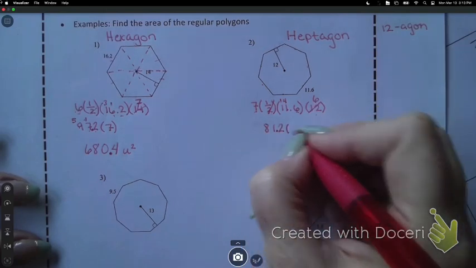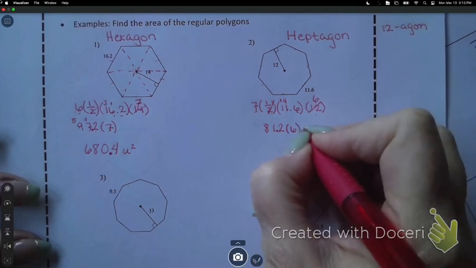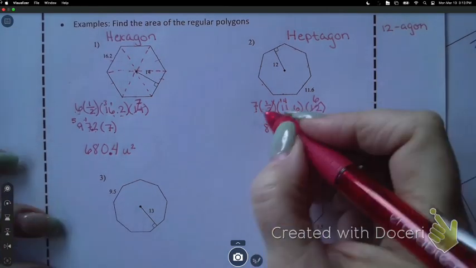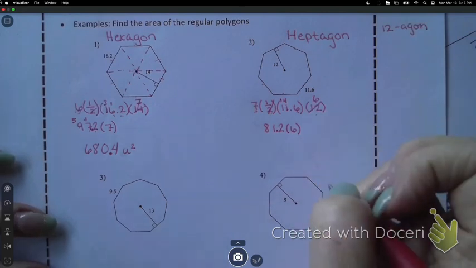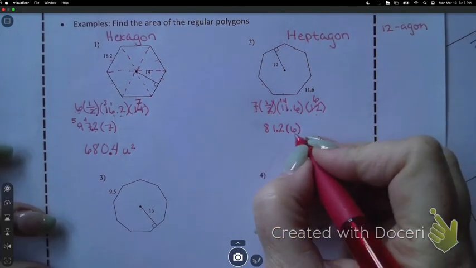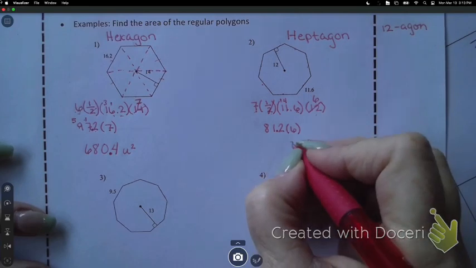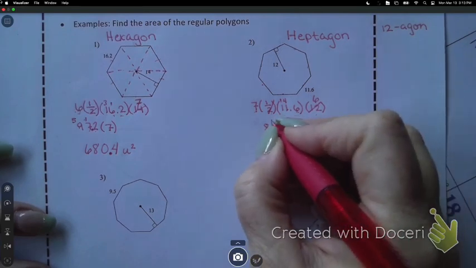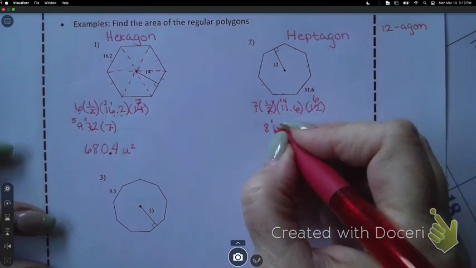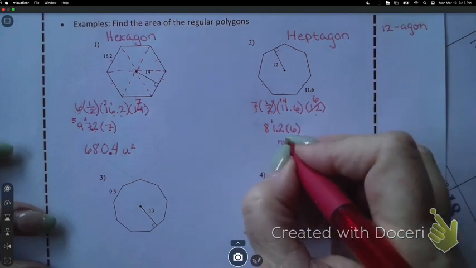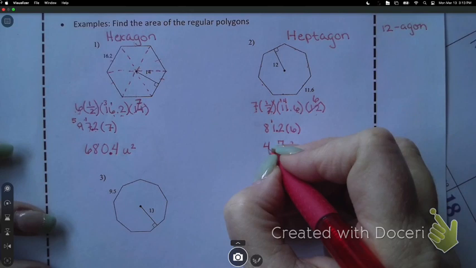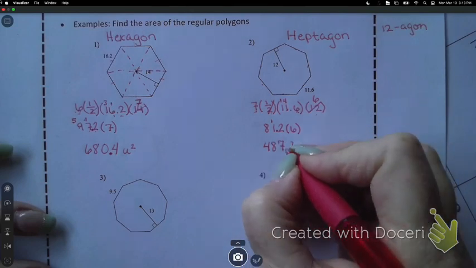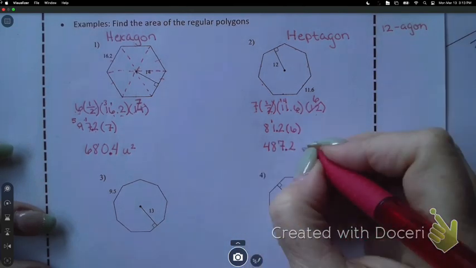Times 6. Again, could I have done 42 times 11.6 if I wanted to? Yeah, but it would take you longer, right? So 6 times 2 is 12. Carry a 1. 6 times 1, 6, plus 1, 7. 6 times 8, 48. And how many decimal places? 1. And units squared.